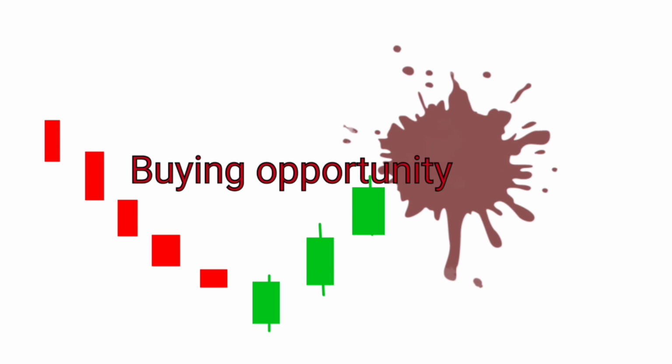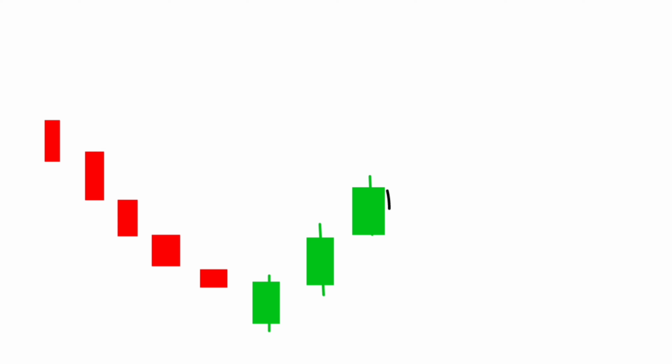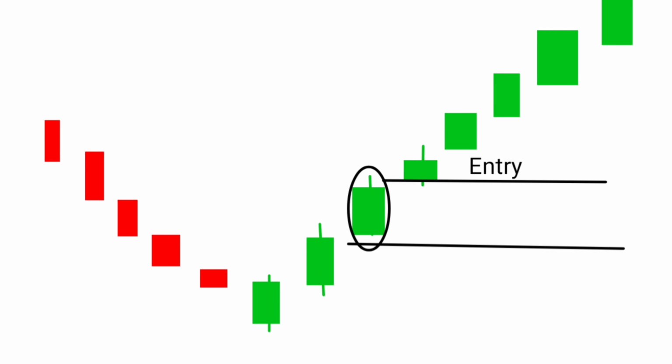Traders can use the three white soldiers pattern to identify potential buying opportunities. They can enter a long position when the fourth candlestick opens above the high of the third candlestick. Stop-loss orders can be placed below the low of the third candlestick to manage risk.